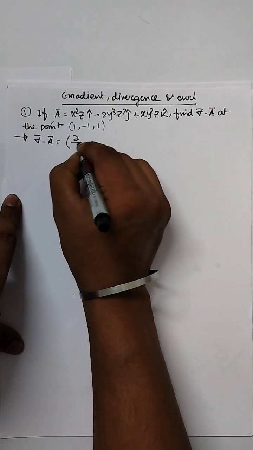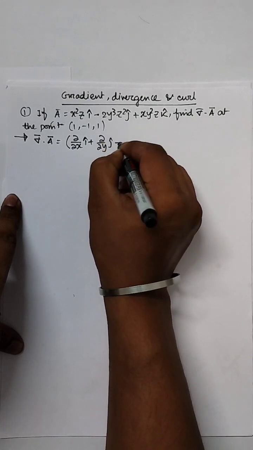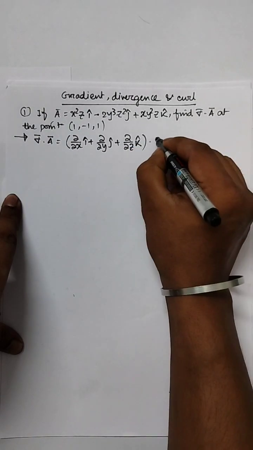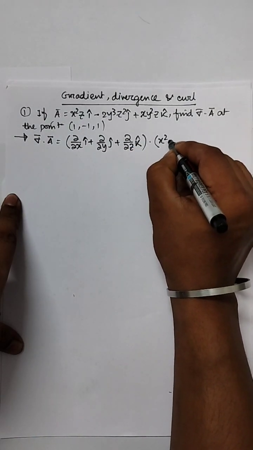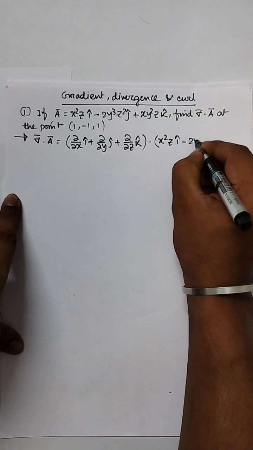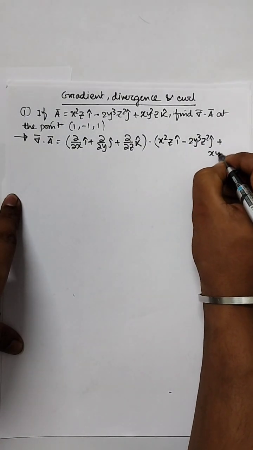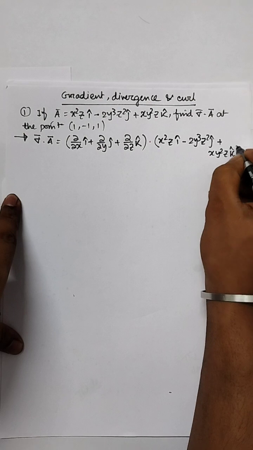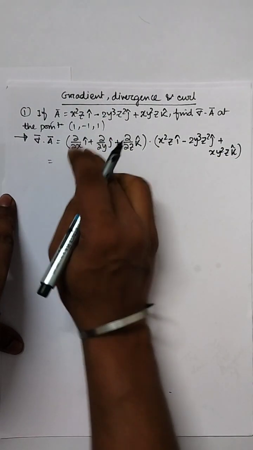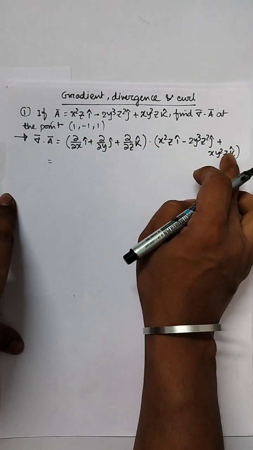Put the value of del/del x of i plus del/del y of j plus del/del z of k, dot product with the value of a, that means x squared z i minus 2y cubed z squared j plus x y squared z k. Now for the dot product, we know that i dot i equals 1, j dot j equals 1 and k dot k equals 1.